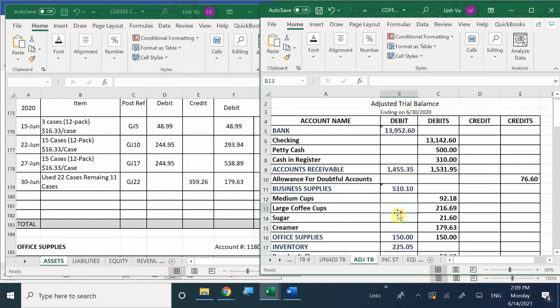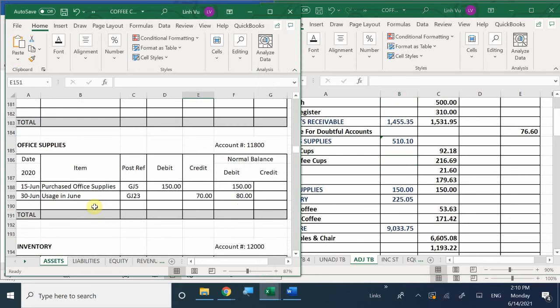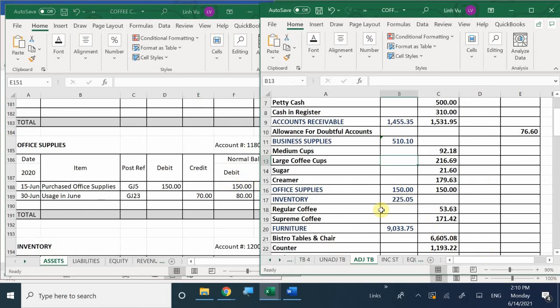Okay. All right. Next, we have here our office supplies. That was the last adjustment that we just did. How much do we actually have on hand? $80. We only have $80. Oops, wrong one. Excuse me. I was supposed to change the black one. So the black one, we only have $80 on hand.